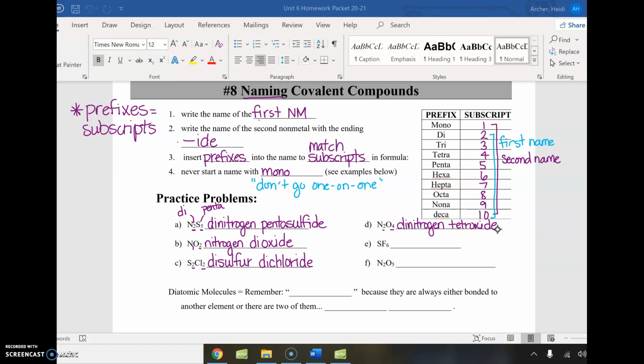In sample E, we have another assumed 1 on the first name. So again, we don't go 1-on-1, so we're just going to call it what it is and call it sulfur. And then hexa is going to be the prefix for 6. And again, we run into this A, but since we don't have an O after it, we keep it.